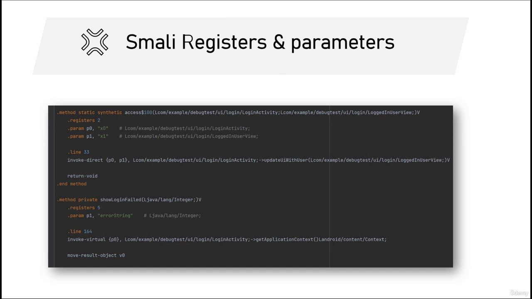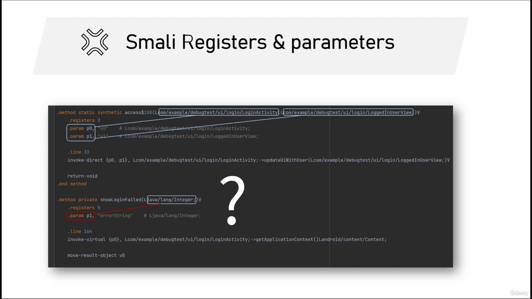Let's take the previous slide's question and look at the following picture. The access100 function has 2 arguments, and as expected we see that the arguments go into P0 and P1. Unlike the access100 function, the showLoginFailed function has only one argument, but we see that the function saves the argument into P1 and not into P0.